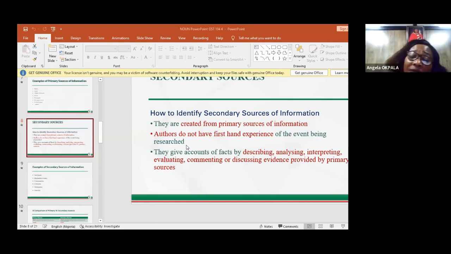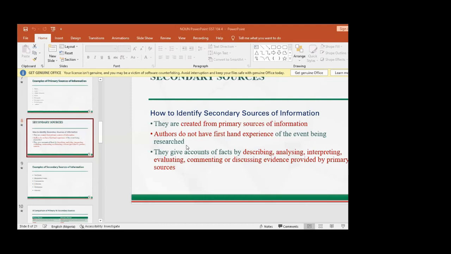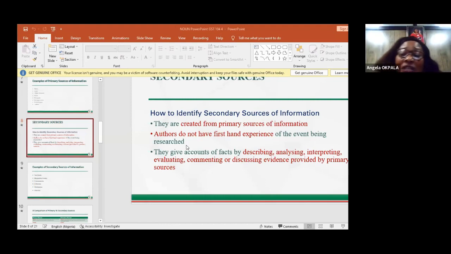Secondary sources of information don't give you first-hand experience at all. Whatever the secondary source is giving you has already been subjected to analysis. It has been subjected to different types of interpretation by intellectuals. It has been evaluated. People have already discussed it. So it's no longer primary. It's no longer first-hand information.